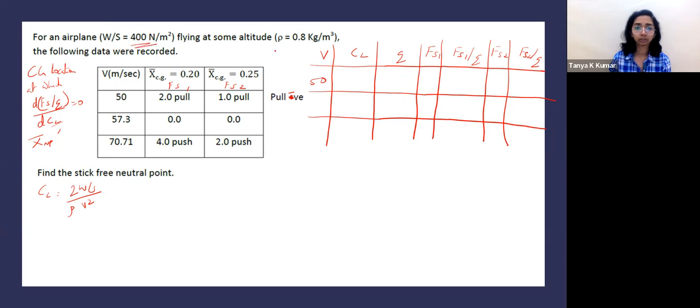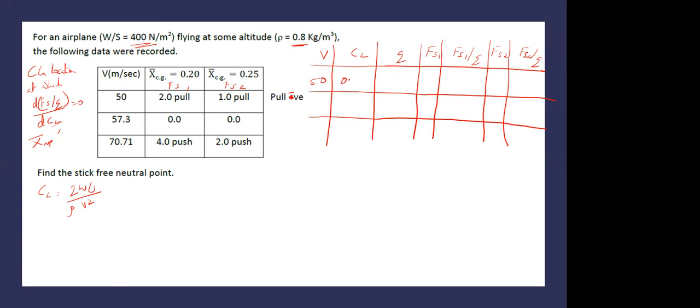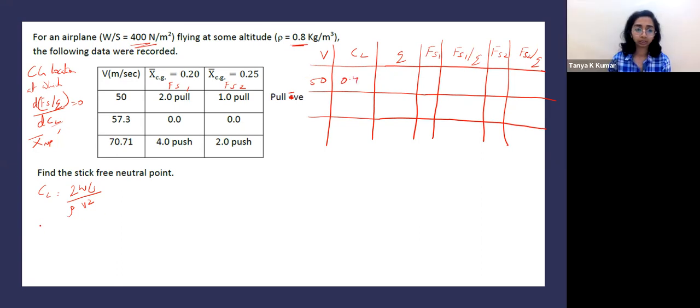W by S is given to you. They've given you density. And V is 50. Worst case, it's 0.4. What about Q? Q is half rho V square. Here it is 1000.